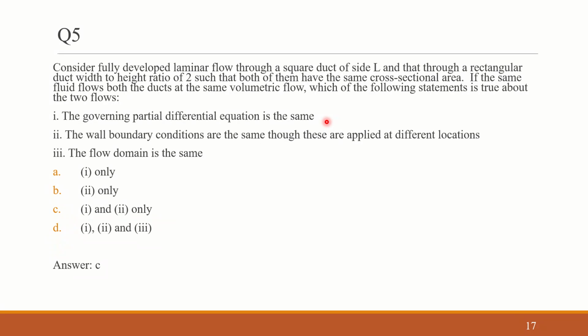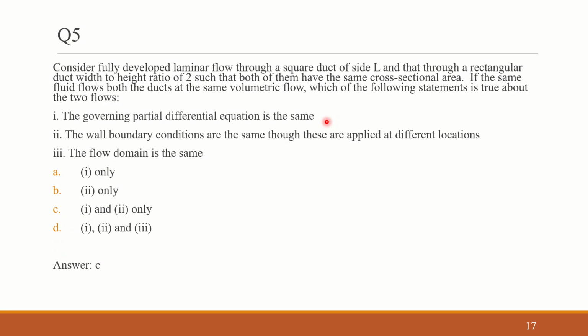Why? Because the first one is mentioning the governing partial differential equation. So we are clear that we have a square duct and we have a rectangular duct. Both of them have the same cross-sectional area, but the square duct has side L and the rectangular duct has a width to height ratio of 2. So for example, I'll give you a small problem. If the area of the square duct is L cross L, that cross-sectional area becomes L squared. And for the rectangular cross section, what does it become? It has a width to height ratio of 2.